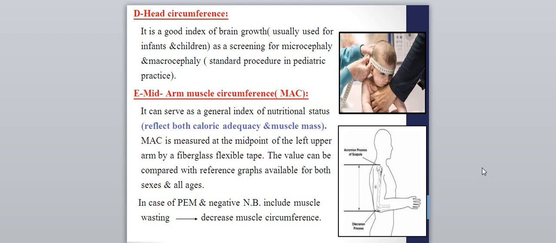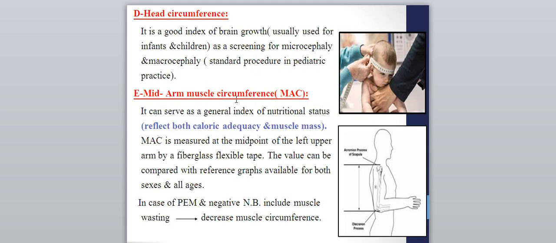Head circumference is also a good index of brain growth, usually for infants and children, and it can be used as a screening test for evaluation of microcephaly or macrocephaly, which is a standard procedure in pediatric practice. It is very important to assess the growth of the brain.